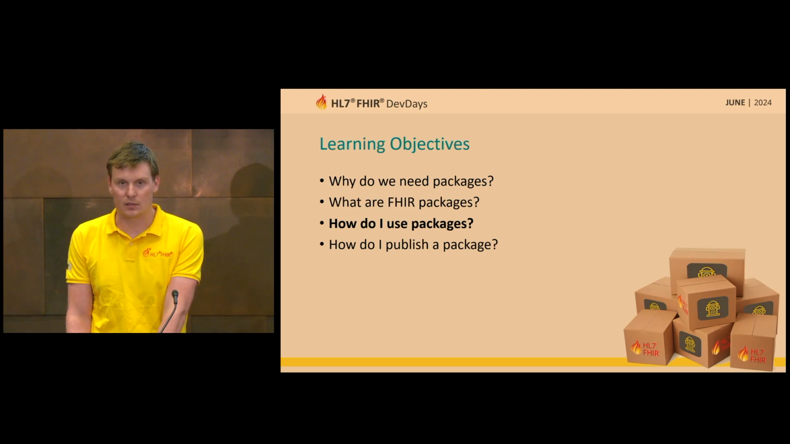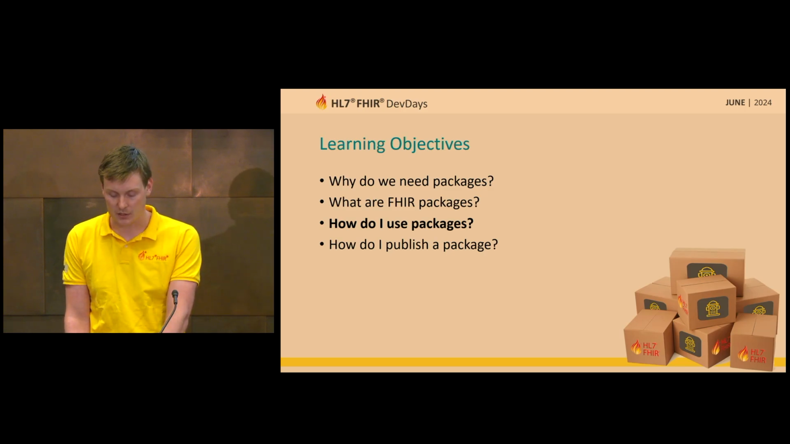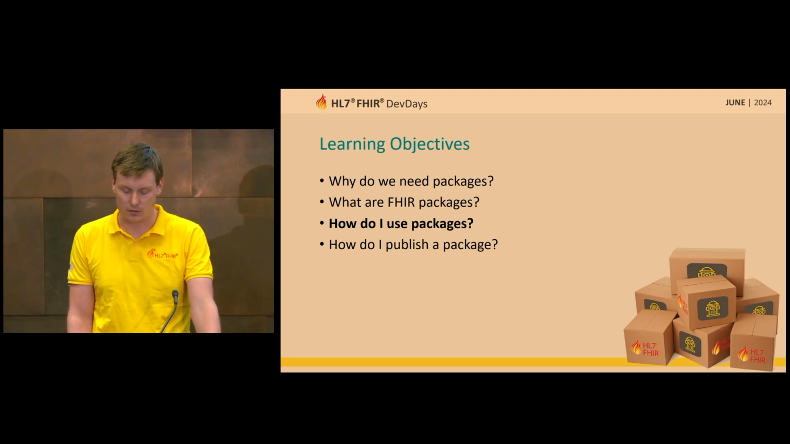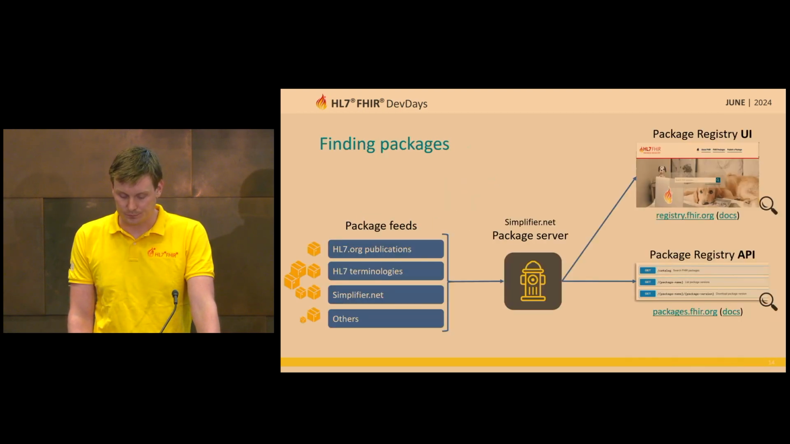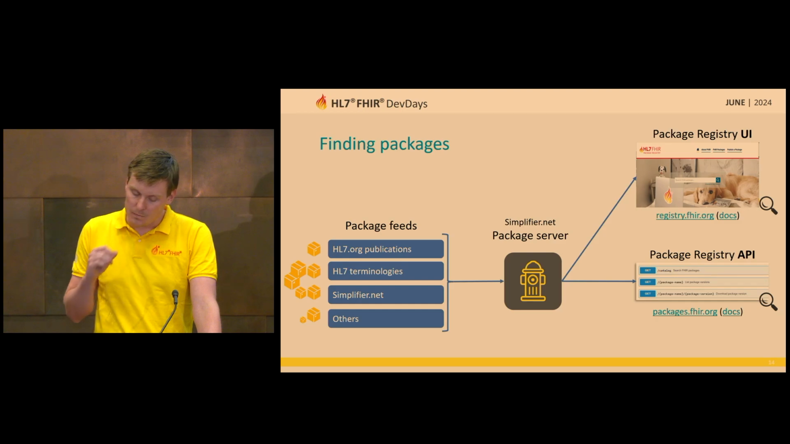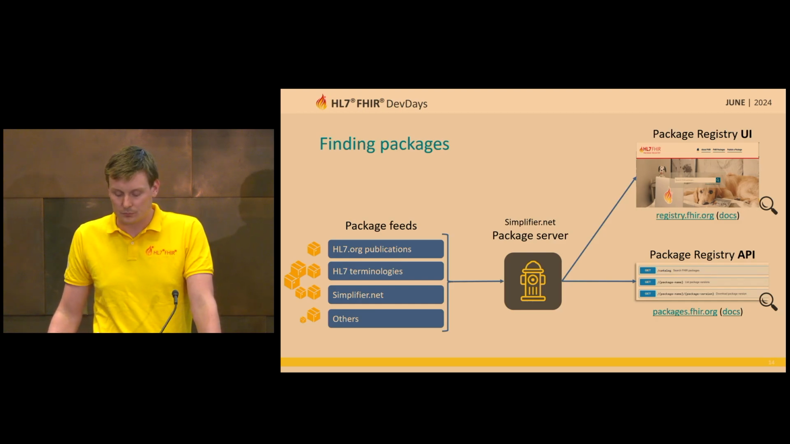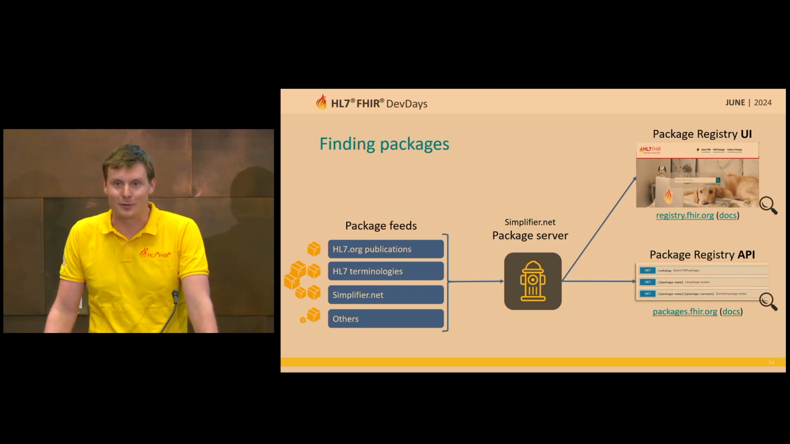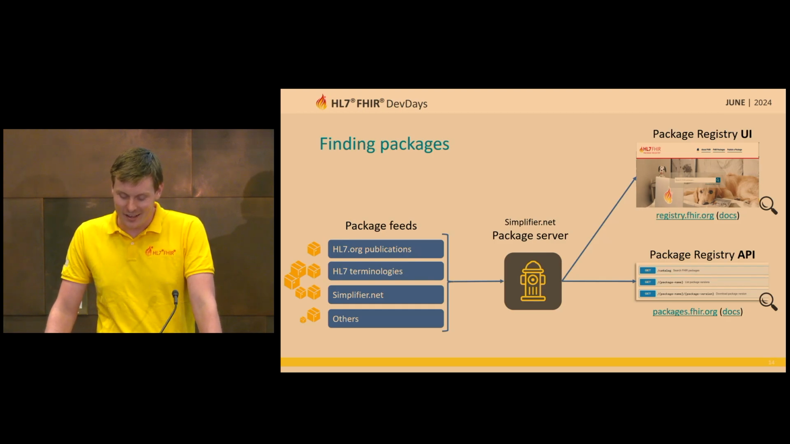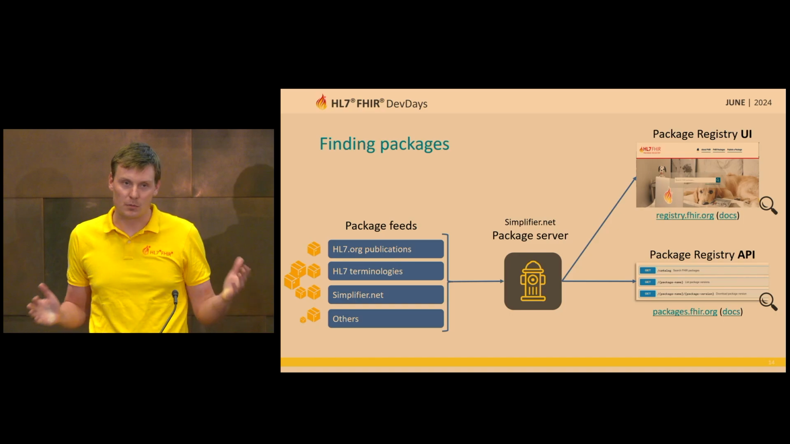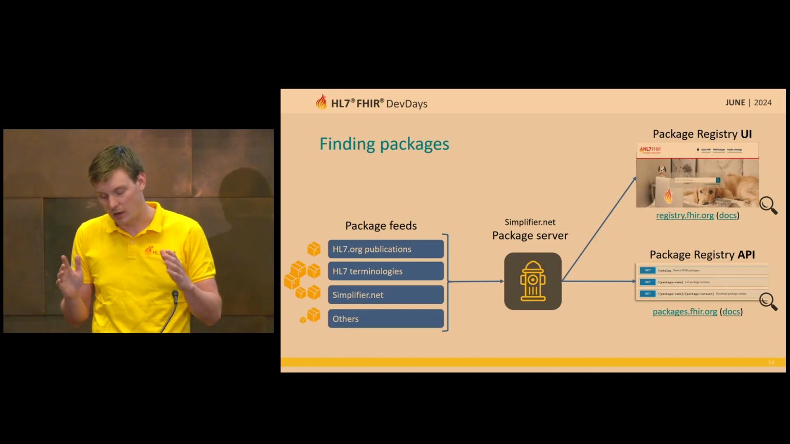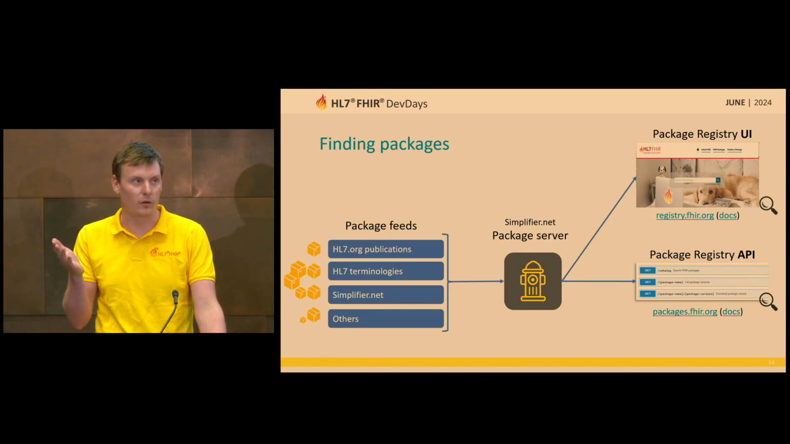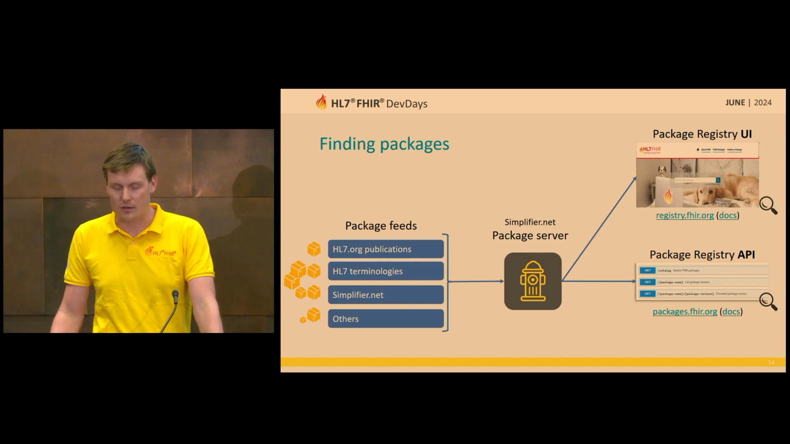So how do I use packages? It's all fun and games, but how do I actually use them inside of my project, or how do I create one? Finding packages is one of the most important things, right? So where can I find these things? There's a website called registry.fhir.org, which has a UI with a search bar, kind of like Google. You can look for whatever packages there are, and you'll find them all there.